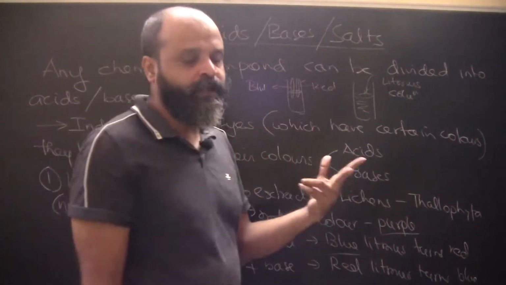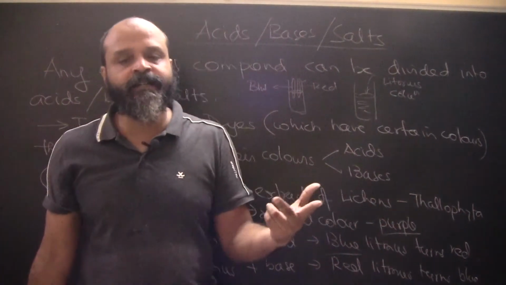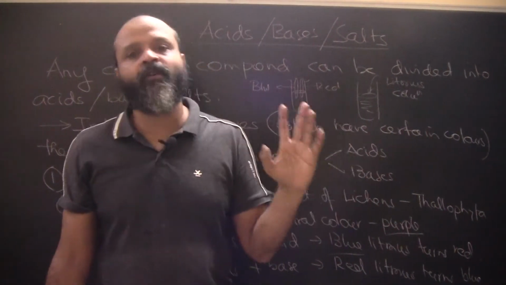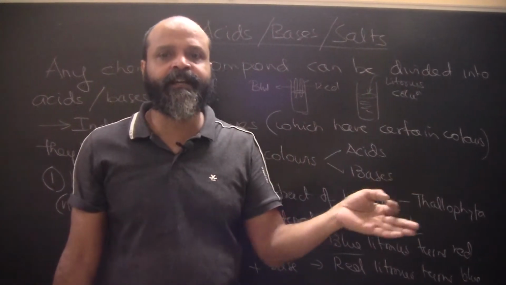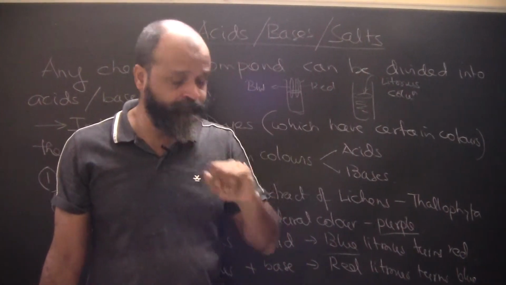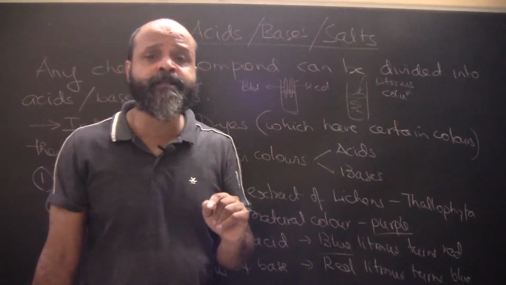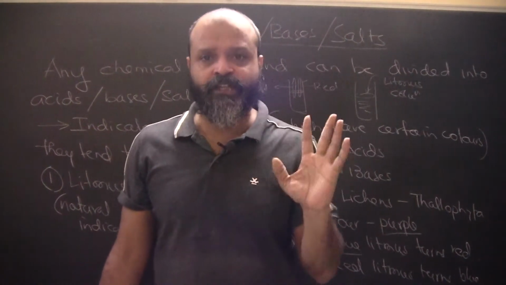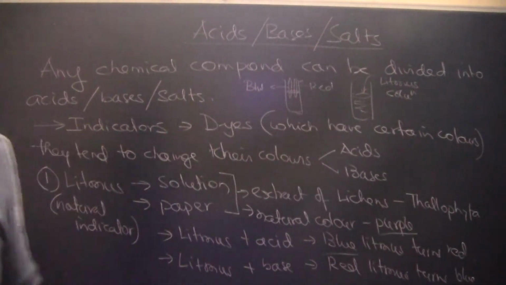Now there are two more types of indicators which we generally use to detect whether it is an acid or a base. There are numerous types of indicators, I'm sorry, but we are trying to talk about the ones which are most extensively used, okay. So you can take a snapshot of the same.